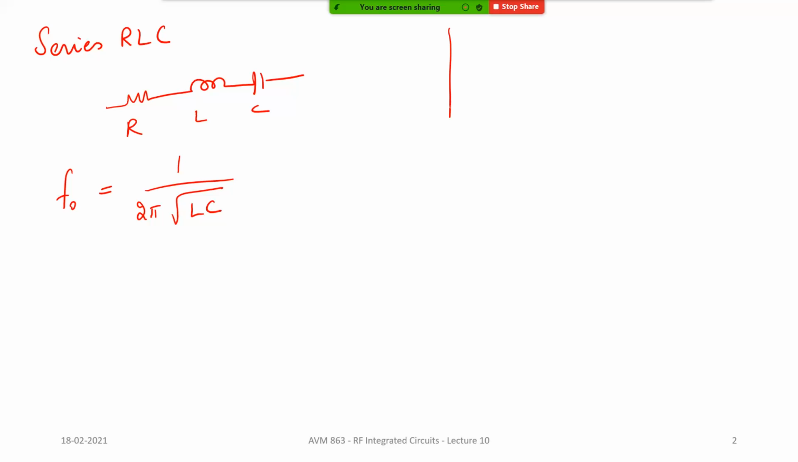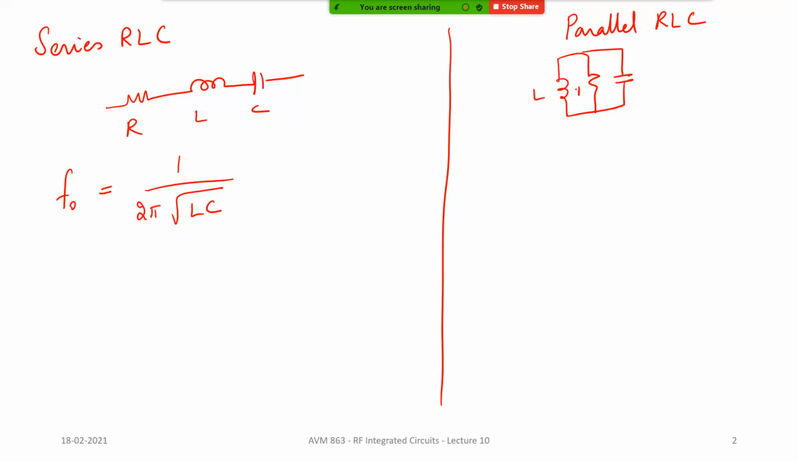Many of these things we learn in our second year, and there's a tendency to forget them. That's why we are just brushing up these basics. A parallel RLC network will also look something like this. Now what will be this resonant frequency? Same, right? When you have an LC network of this sort, you basically have the same resonant frequency. It's 1 by 2 pi root of LC.